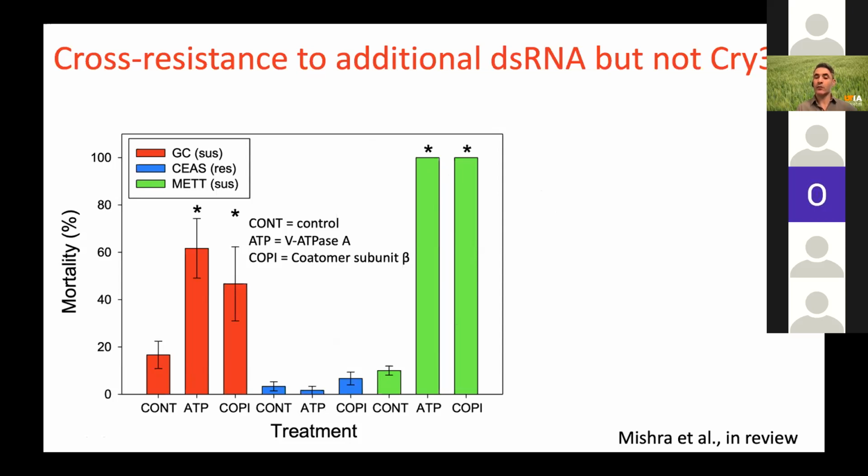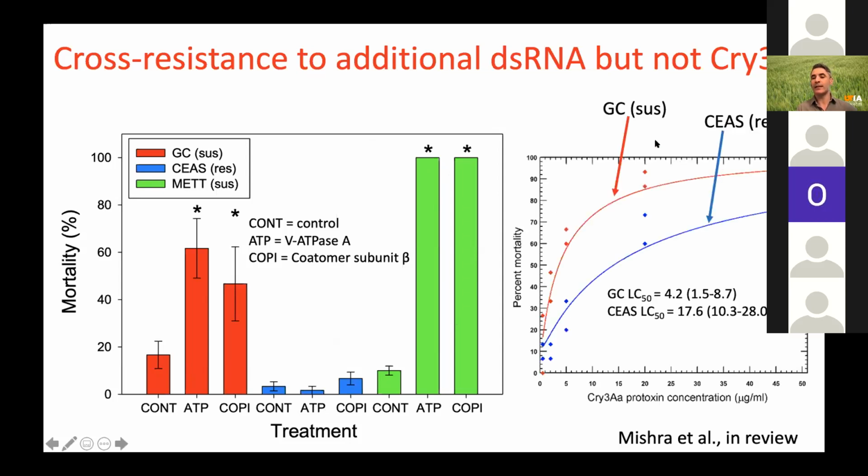So these insects were cross-resistant to an additional double-stranded RNA target, but we were also interested in testing susceptibility to the Cry3Aa toxin from Bacillus thuringiensis, because it's the most active Bacillus thuringiensis toxin against Colorado potato beetle. What we found in these bioassays is that there is a small difference, about a 3 to 4-fold difference in the LC50, but the confidence intervals almost overlap. And for some of these doses, there was no significant difference. So we consider that there's really no relevant cross-resistance to Cry3Aa in these double-stranded RNA resistant insects.